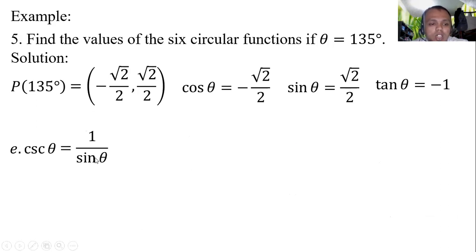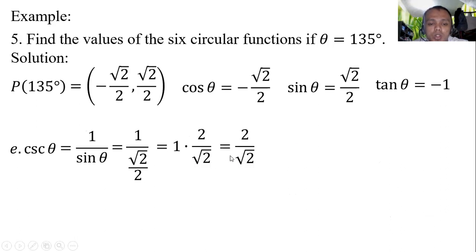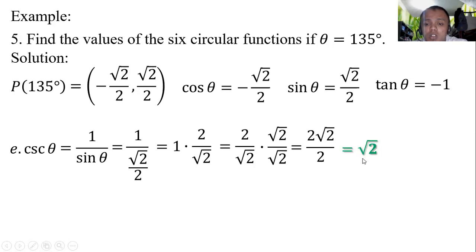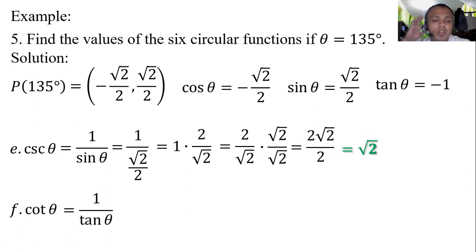Now, what about your cosecant theta? Your cosecant theta is equal to 1 over sin theta. Substitute your sin theta to square root of 2 over 2. Then get the reciprocal. We have 1 times 2 over square root of 2 is 2 over square root of 2. Then multiply again or rationalize natin, no? Multiply it by square root of 2. 2 times square root of 2, square root of 2 times square root of 2 is 2. Cancel this out. Then we have square root of 2 here. Okay? For cotangent theta naman, we have 1 over tangent theta. Substitute your tangent theta to negative 1 since it is equal to negative 1. 1 divided by negative 1 is negative 1.